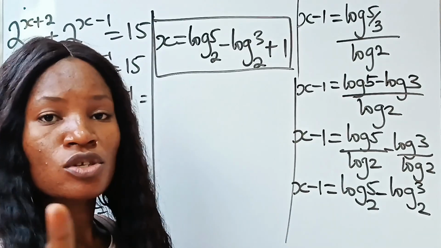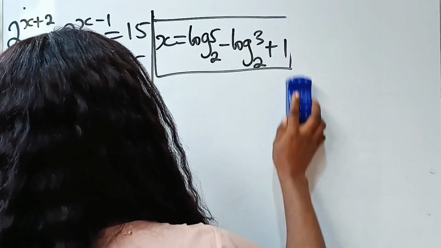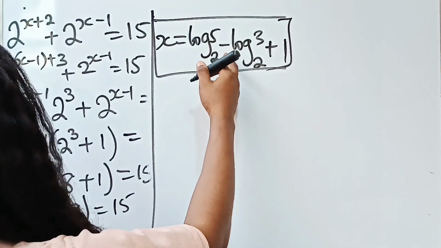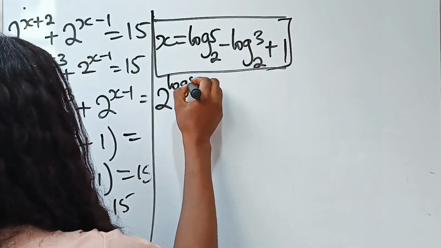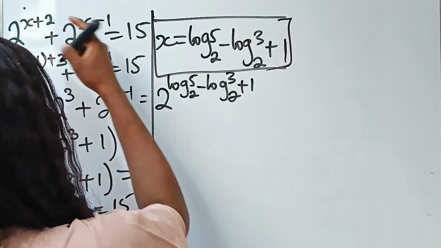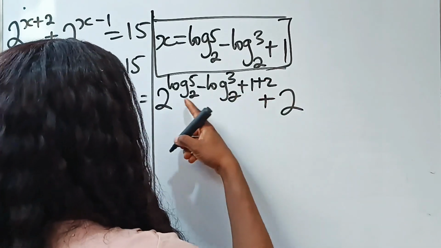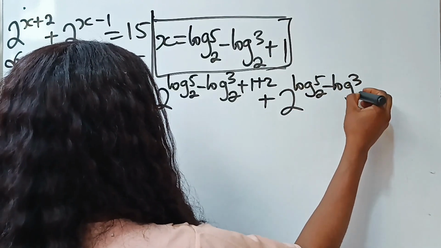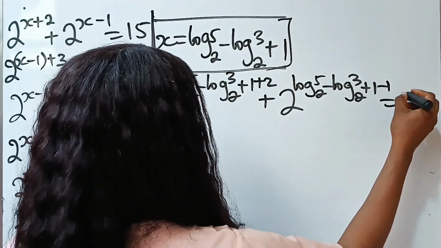Yes, now to the most interesting aspect of this video. If we use that as our power, that is our x, we can write 2 to the power of, this is our x, log 5 base 2 minus log 3 base 2 plus 1, then plus 2 to the power of our x minus 1, is equal to 15.